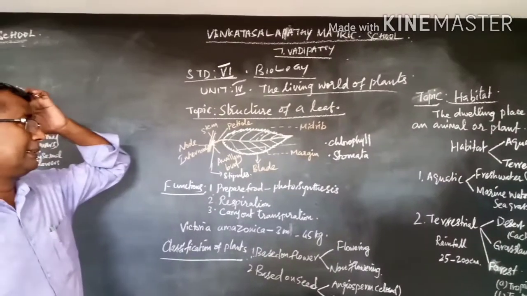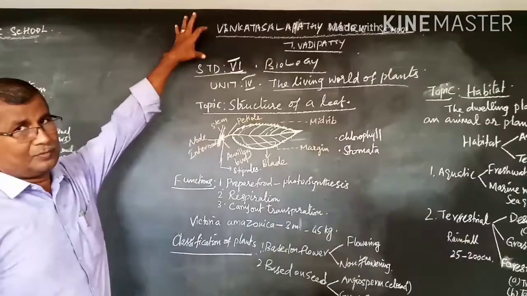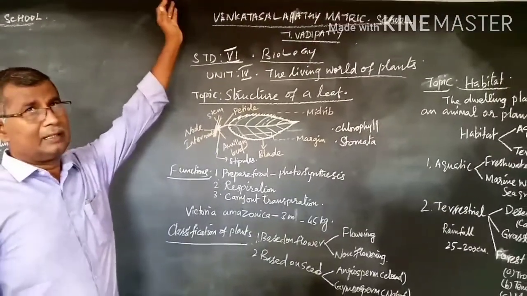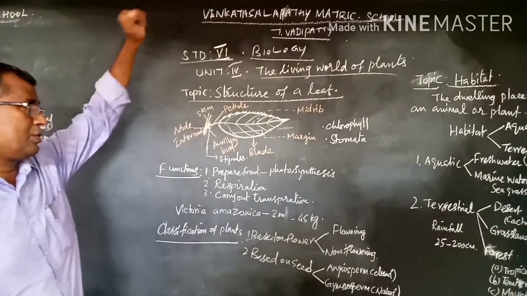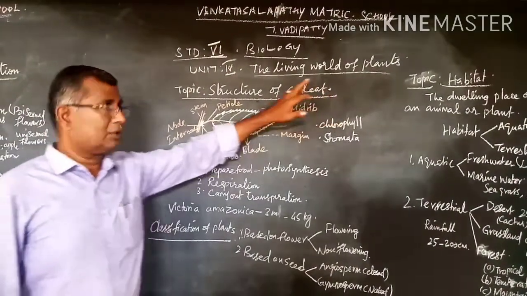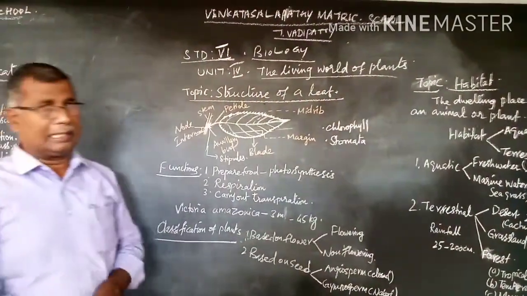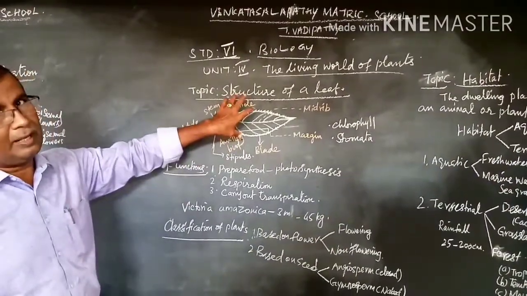Last class, we have seen the structure of the root system and shoot system, and the functions of the root and shoot system. Now we are going to see the structure of a leaf. You see all the leaves. The leaves are the kitchen of the plant.